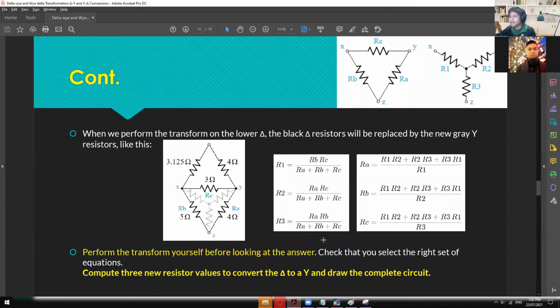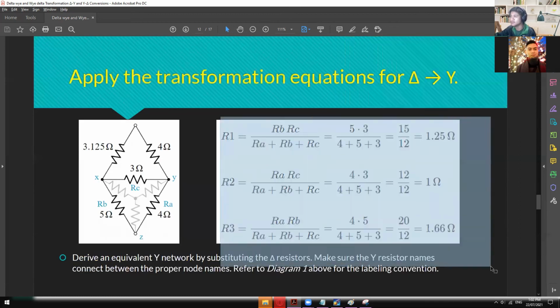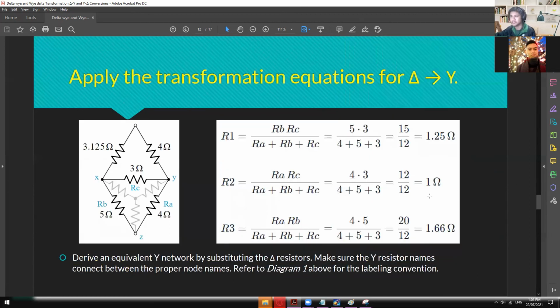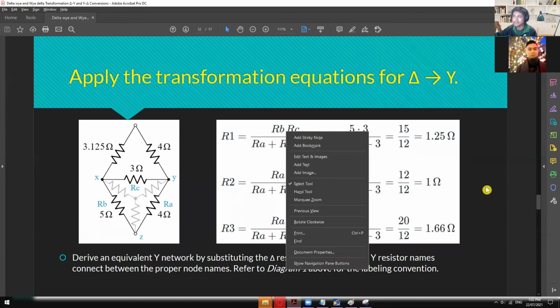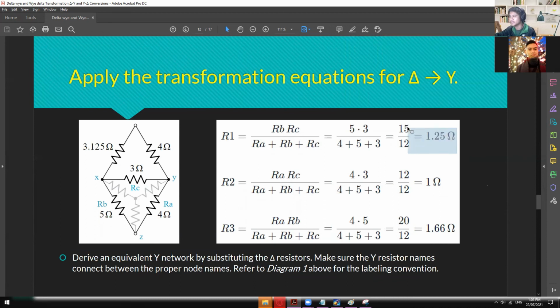So from here, just apply that formula, and then you will get this Y configuration. RX is equal to R1, or the X node right here, which is this one. RY is equal to Y or R2, and then RZ is equal to R3, which is this bottom part right here. So just simply apply this formula, and then you will have this kind of equation. Just substitute the corresponding values for RB, RC, RA, and then you will get this 1.25, 1 ohm, and then 1.66.